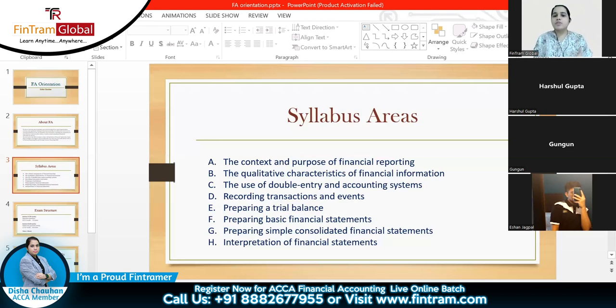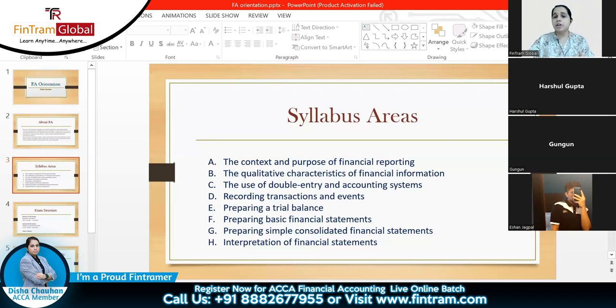Then preparing your simple consolidated financial statement. Here you learn some new things like a parent company and subsidiary. I could be a company and I could have some control over other companies. Those companies are my subsidiaries. So when is control established? You learn that. And when you consolidate this parent with subsidiaries, how is the consolidation done? What are the rules with regard to consolidation? Any intergroup trading that was happening? All of that is covered in that.